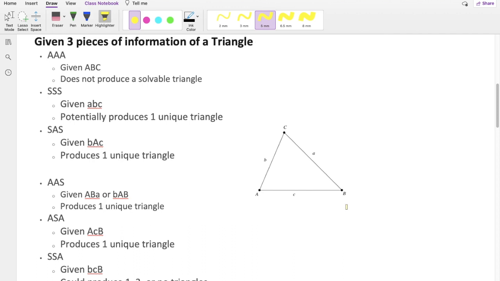And the last way to get three pieces of information on a triangle is side-side angle. For instance, side B, side C, and then angle B. When you are given a side, side, and then an angle, it could produce one triangle, two triangles, or no triangles. So this is a special case, and we're going to have a whole lesson on just that later.